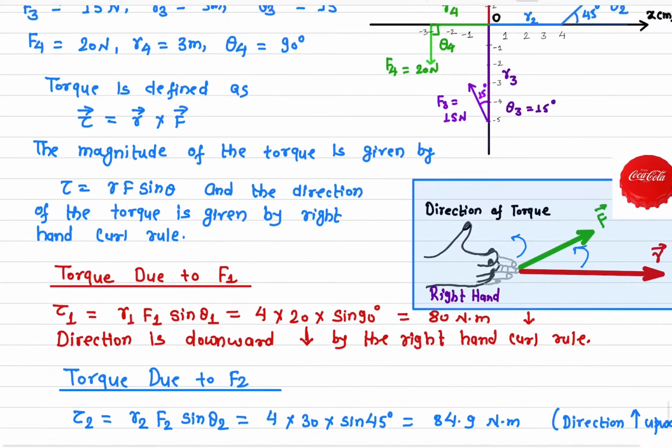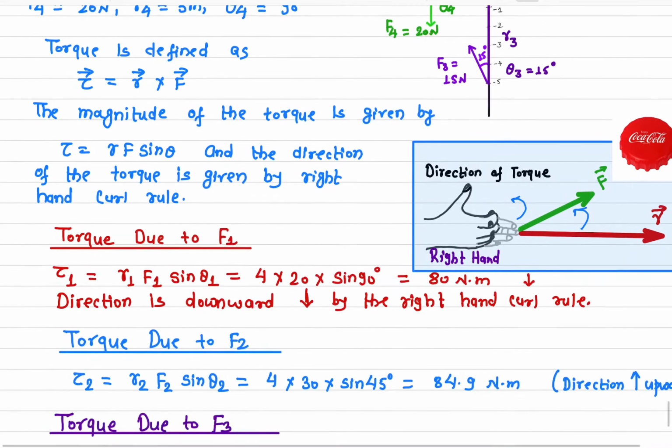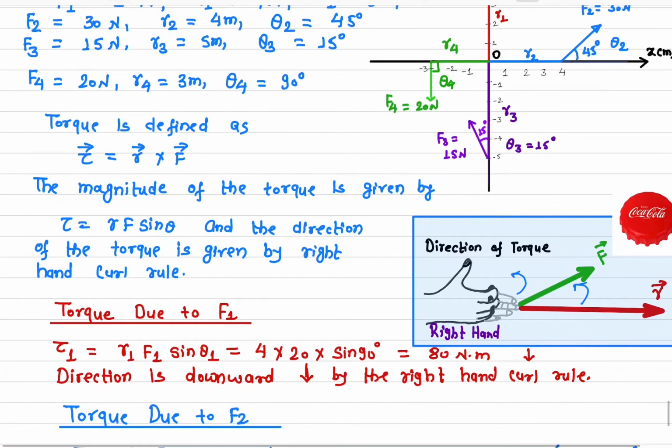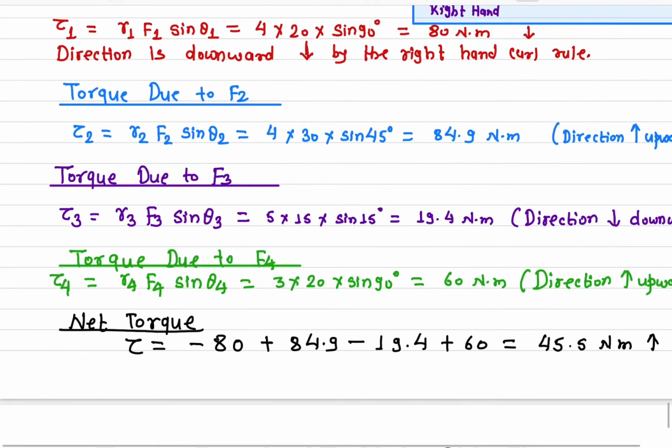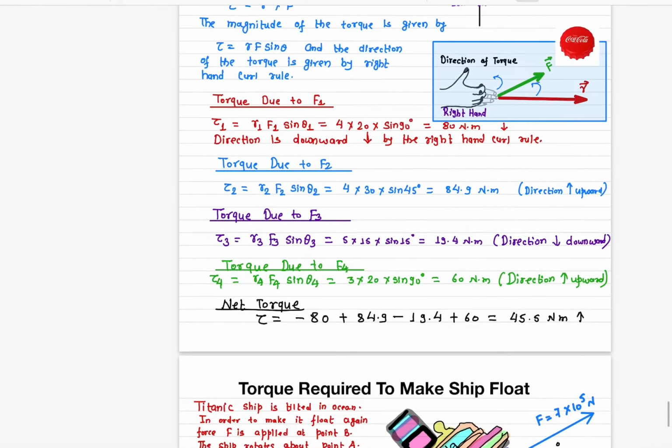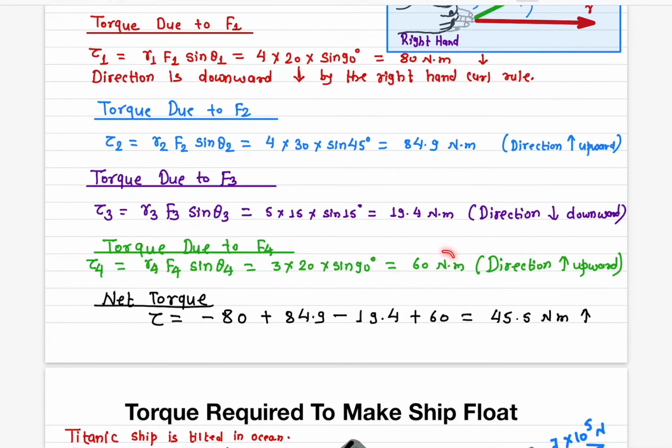Similarly, due to F4 here, R4, F4 sine theta 4, the distance is 3, F4 is 20, sine theta 4 again is 90 degrees. This angle is 90 degrees here. So once you solve it, you'll get 60 Newton meter. The torque unit is Newton meter.